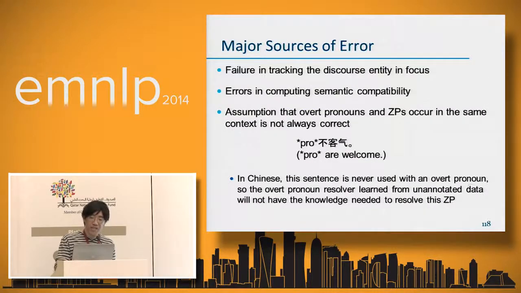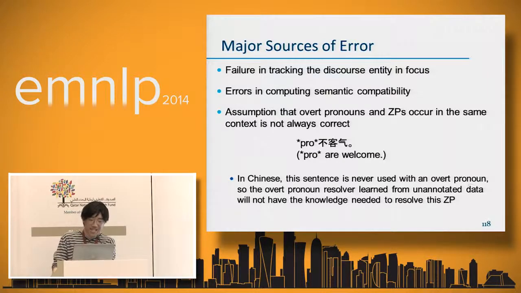Okay. We also take a look at the major sources of error made by our model. There are 3 major sources of error. Failure in tracking the discourse entity in focus. There are also errors in computing the semantic compatibility. And finally, the underlying assumption that overt pronouns and zero pronouns occur in the same context, which is the assumption that we rely on in our model, is not always correct.